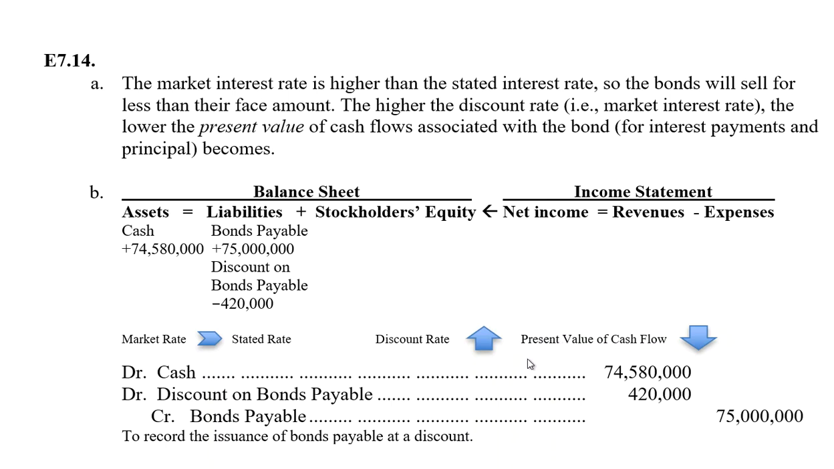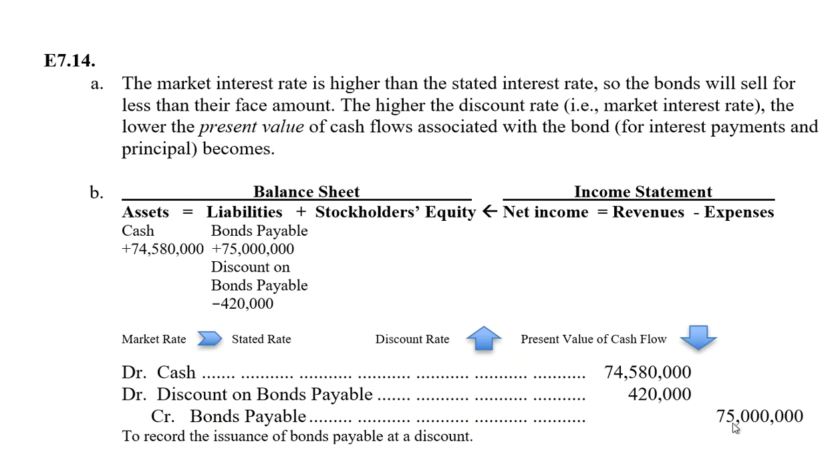So if you'll see here, in the journal entry, I added, guys, these little arrows and objects so you kind of remember that. Market rate's higher than stated rate, then the discount rate is higher, then it means that the present value of cash flow is less. Now, if you look at the journal entry here, we're going to get cash that is less than the face amount of our bond, because the bond is selling on a discount. So if you'll see, this is very similar to a discount on notes payable. We now have a discount on bonds payable.